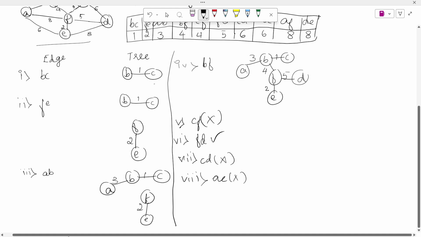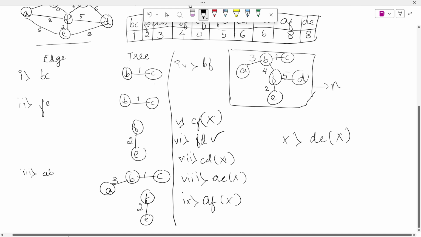So let us skip that and we'll go to the next edge, that is AF. Again it will form a triangle here. AF is not taken. The last edge is DE. Again it will form a triangle, which is again a cycle, so it is not considered. So this is the minimum spanning tree.